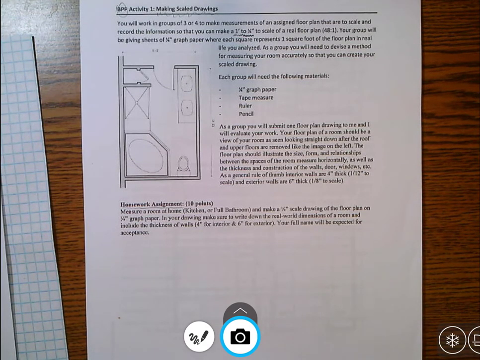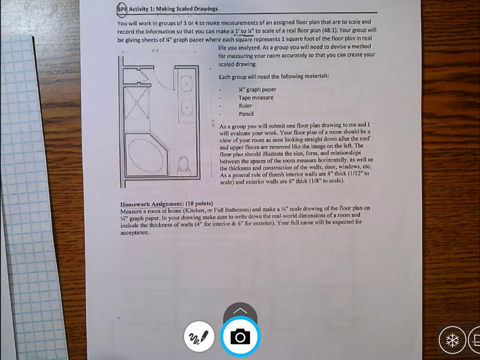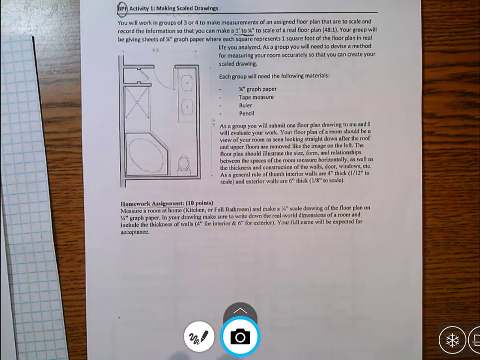Today we're going to start the first activity of our blueprint project, our BPP project. Not to be confused with PPB, I know a lot of the acronyms look a little bit similar. But what this video is going to go over is how to do the homework assignment for BPP1.